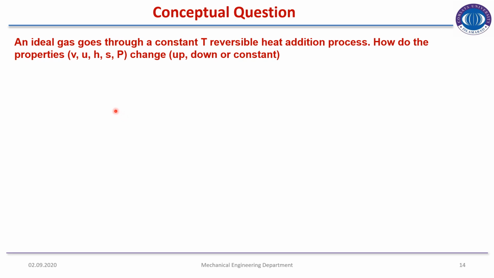An ideal gas goes through a constant temperature reversible heat addition process. How do the properties V, specific volume, internal energy, specific enthalpy, specific entropy, and pressure change? So for that process, constant temperature is isothermal, a reversible isothermal heat addition process. You have already studied the Carnot heat engine. One of the processes, the reversible isothermal heat addition process, is also included in the Carnot heat engine cycle.